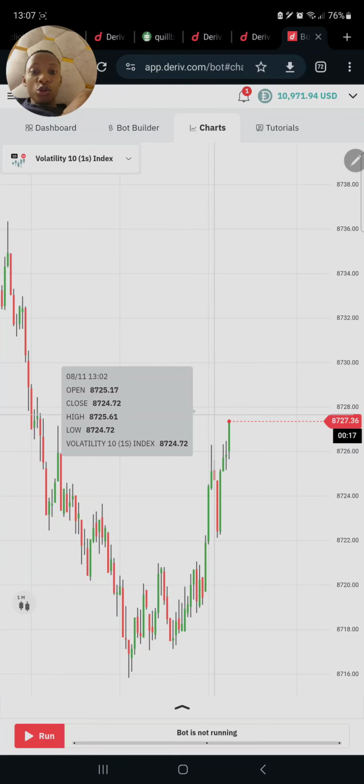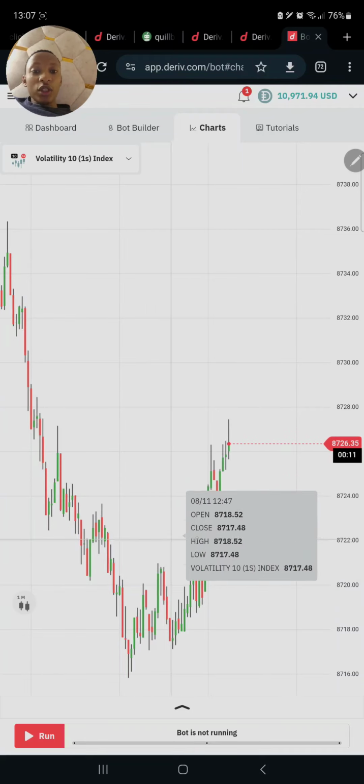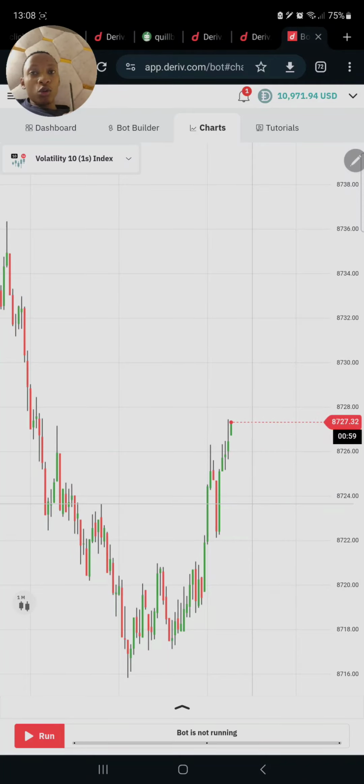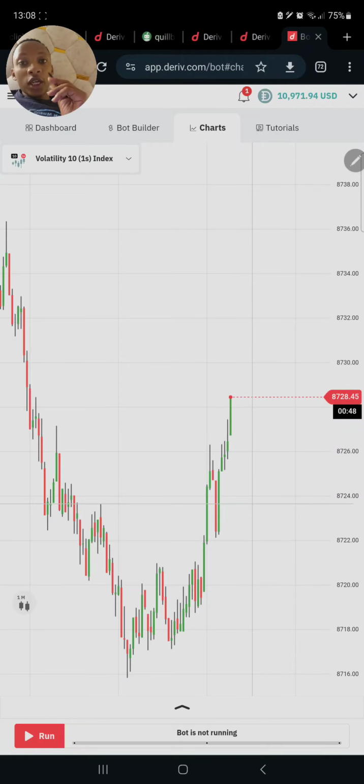For me, I don't need to draw them because I can see where they are going to form. So go on YouTube and learn how to draw support and resistance lines. Zitakusaidia. Plus also learn proper risk management. Those are mandatory if you want to get something good in binary trading, not in forex trading.